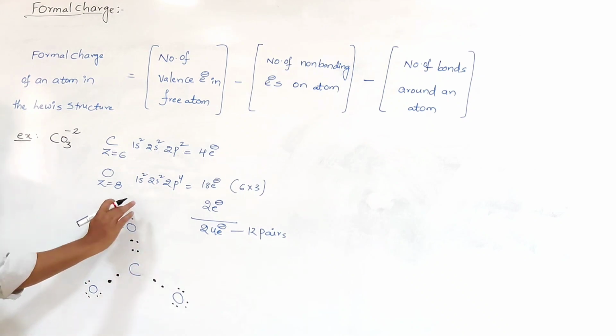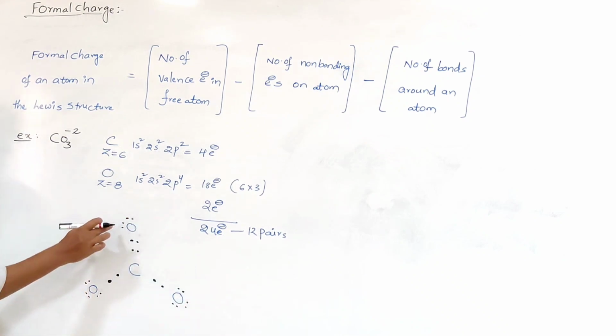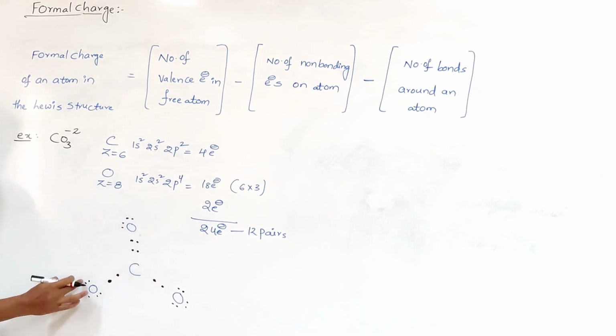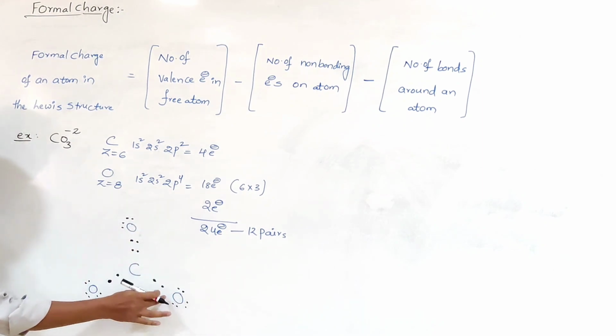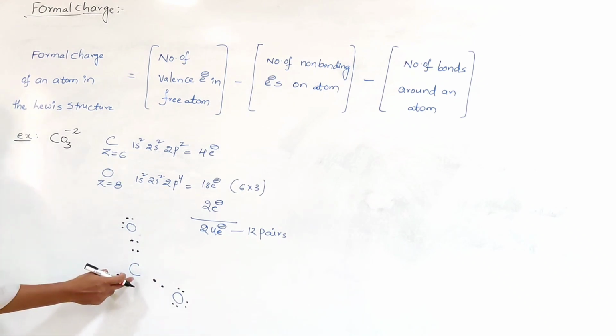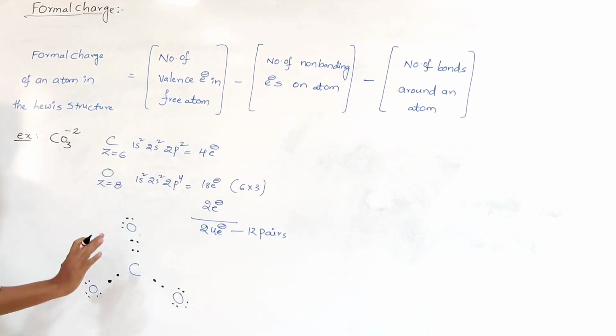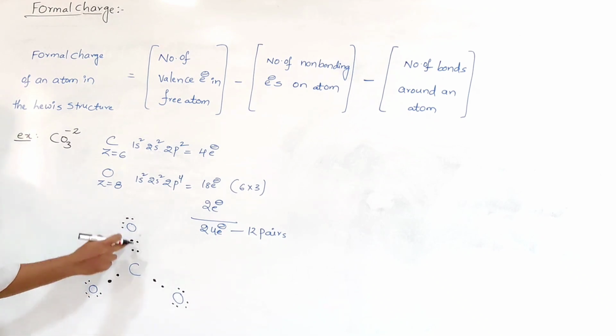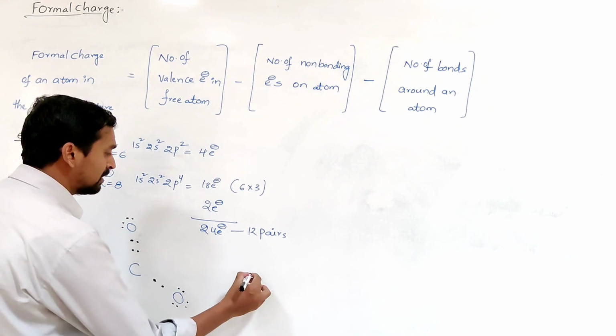By this one, all the oxygen atoms are already getting the octet configuration: 2, 4, 6, 8; 2, 4, 6, 8; 2, 4, 6, 8. Now what about the carbon? 2, 4, 6, 8. All the 3 oxygen atoms and carbon are getting the octet configuration by distributing the electrons like this. So then what is the Lewis structure for this one?